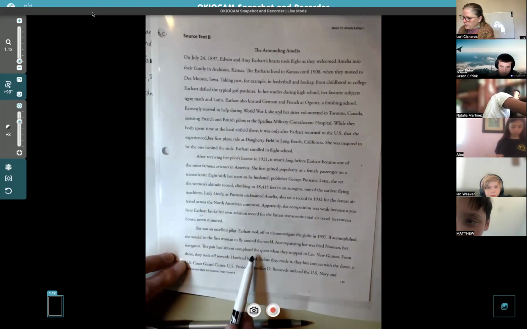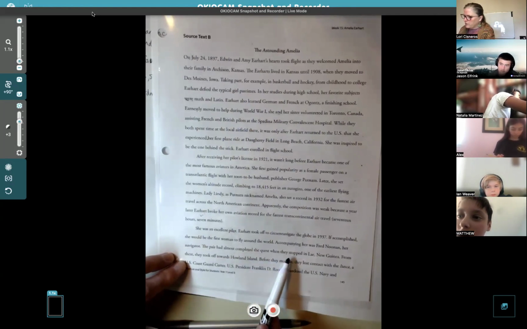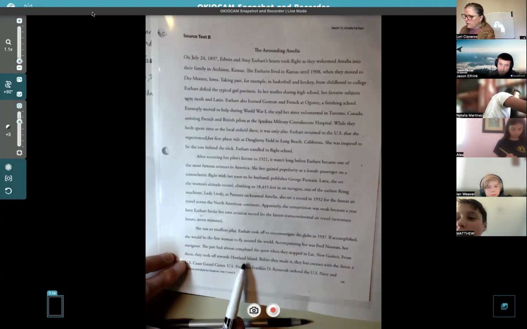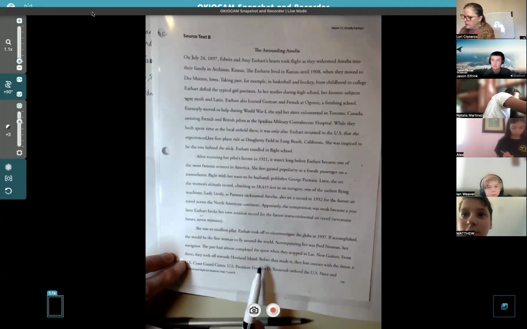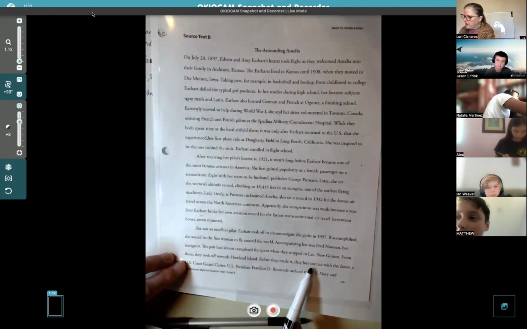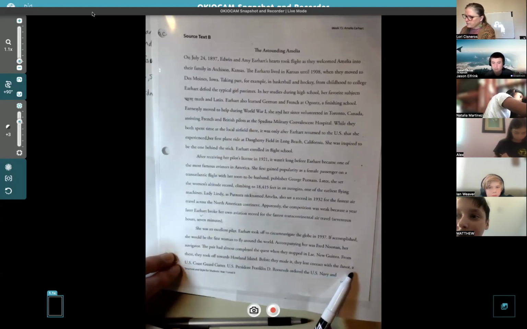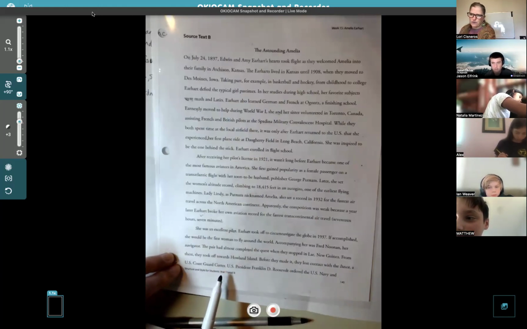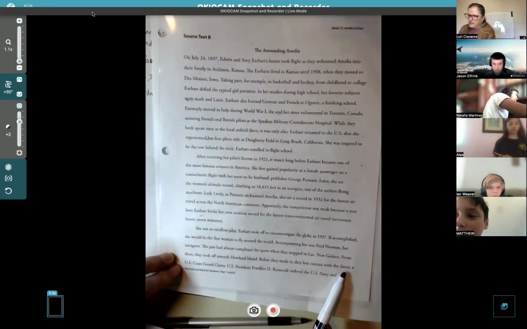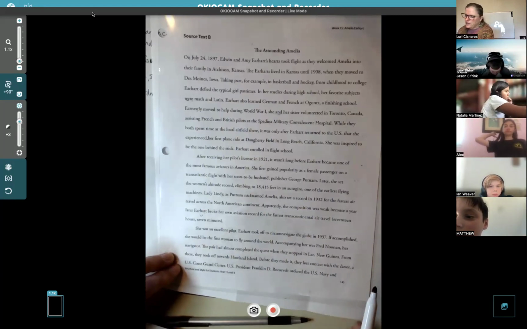The pair had almost completed the quest when they stopped in Lae, New Guinea. From there, they took off towards Howland Island. Before they made it, they lost contact with the Itasca, a U.S. Coast Guard cutter. By the way, a cutter is a type of ship in the military. And this particular ship was named Itasca. And so that's something new that we didn't have before.